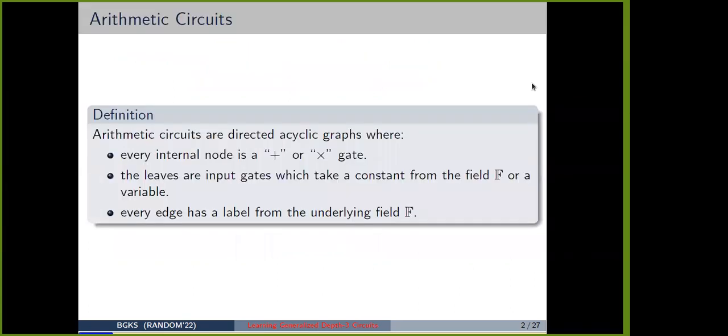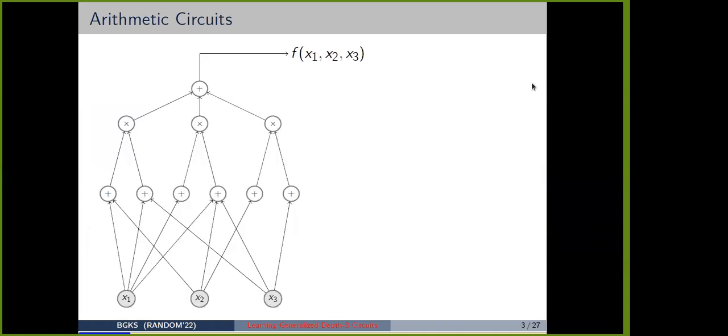Let me start by quickly defining arithmetic circuits. Arithmetic circuits are directed acyclic graphs where every internal node is an addition or a multiplication gate. Leaves are input gates, where you can have a constant from the field or a variable, and every edge gets a label from the underlying field. Let's see how computation happens in an arithmetic circuit. Here, you start with the leaves and go bottom up, and whenever you see a gate, you look at all the things which go into the gate and apply the operation corresponding to it.